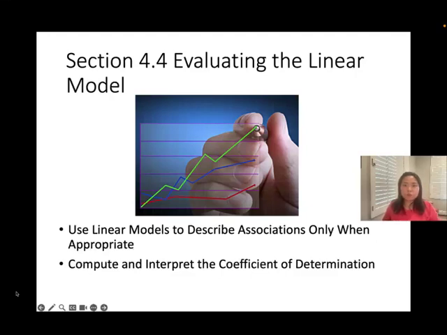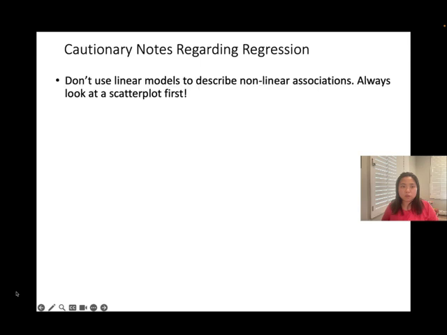Session 4.4, Evaluating the Linear Model. For these sessions, we're going to talk about the cautions regarding regressions. First, don't use linear models to describe nonlinear associations. Always look at the scatter plot first. For Chapter 4, we only focus on linear association, and regression models are only useful for linear association. If the association is not linear, a regression model can be misleading and deceiving.